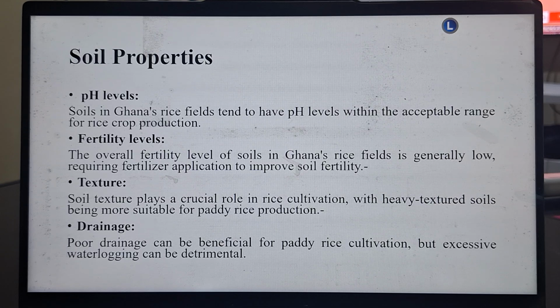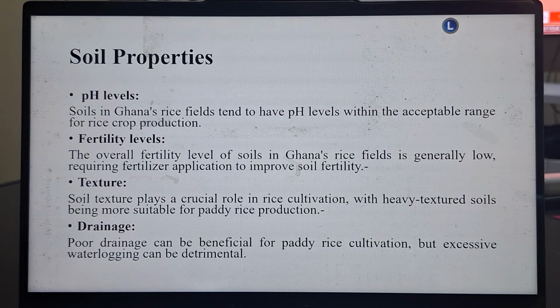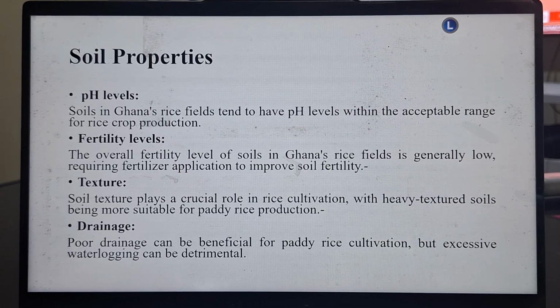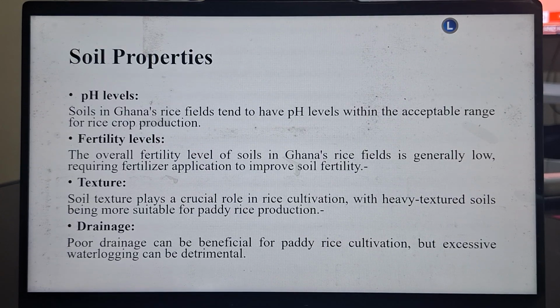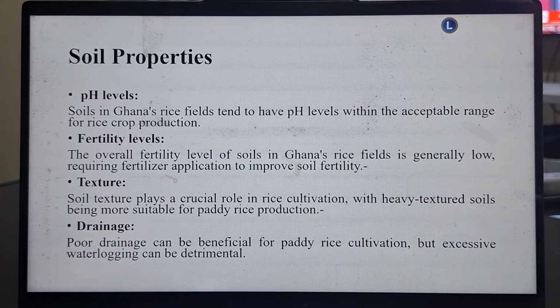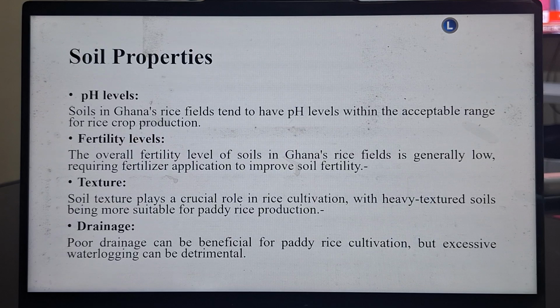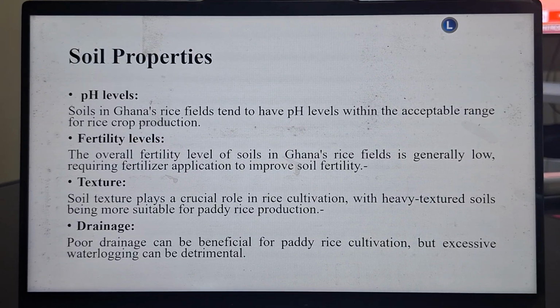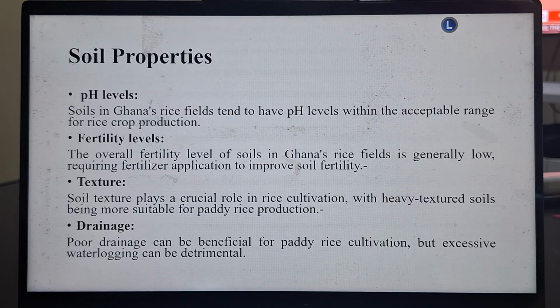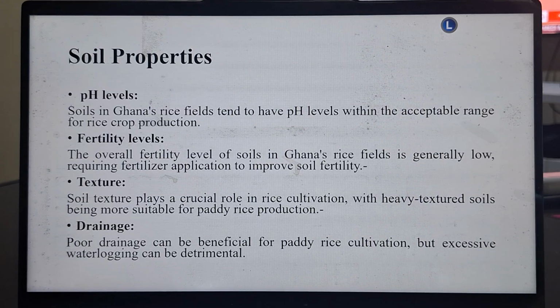The overall fertility level of the soil in Ghana rice fields is generally low, requiring fertilizer application to improve soil fertility. Even though the soils are a bit rich, they require some amount of fertilization in order to boost the yield a farmer is expected to get.